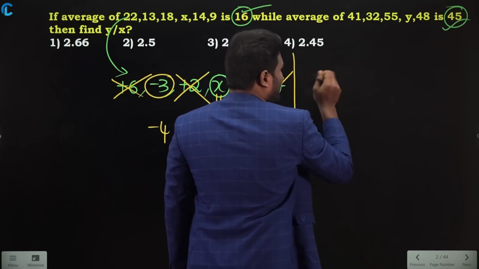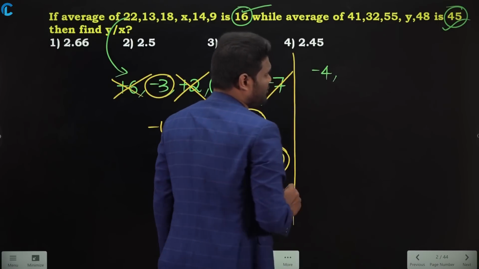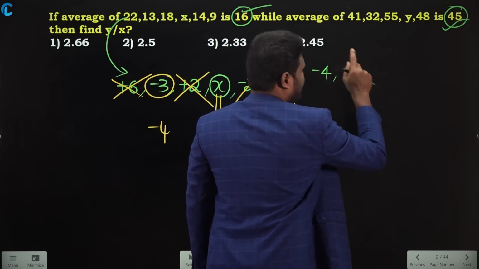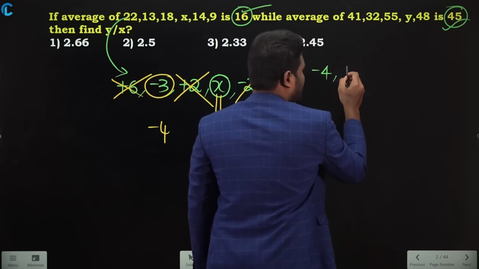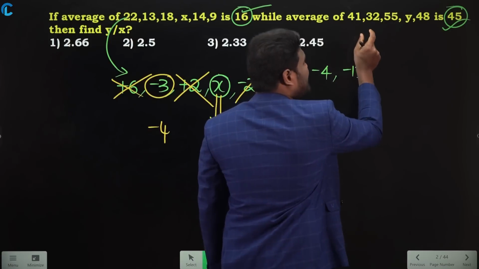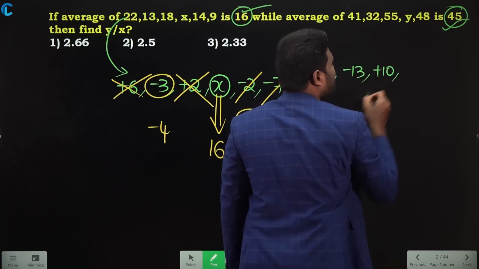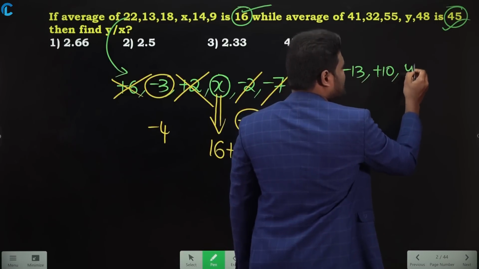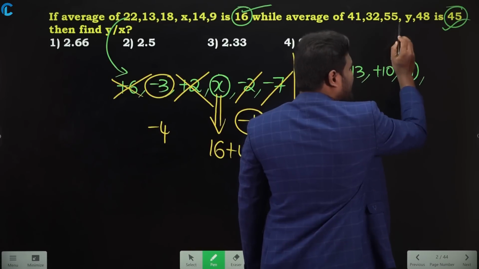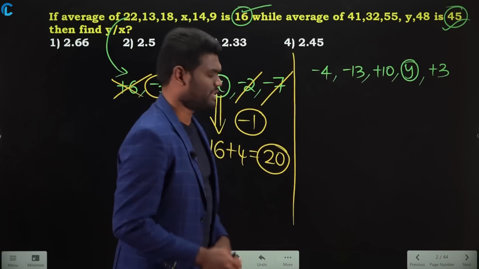If you look at 41, it is less than 45. How much less than 45? 4 less than 45. Next, 32 is also less than 45. 32 is 13 less than 45. Next, 55 is more than 45. How much more? 10 more than 45. The next one is y, which we need to find. And next is 48. 48 is more than 45, 3 more than 45.